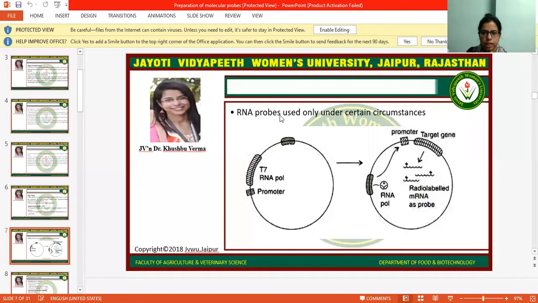Probe and target base sequences must be complementary to each other. RNA probes are used only under certain circumstances. Here you can understand more about the RNA probes by this diagrammatic representation. I am sharing the slide, and you can see here this is the T7 RNA polymerase, and this is the promoter region.